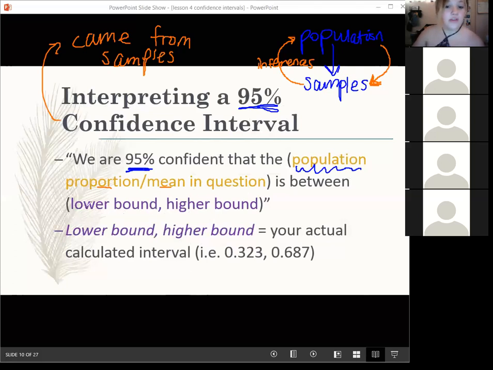So yeah, whatever confidence interval you got is going to be what you're going to use, like that's how you interpret it. Like this first part is the interpretation, and then this is going to be like the actual confidence interval that you got. Yeah, so this is just an example.